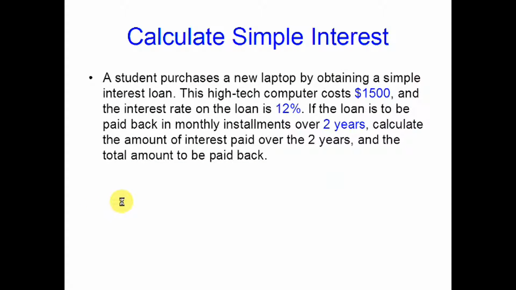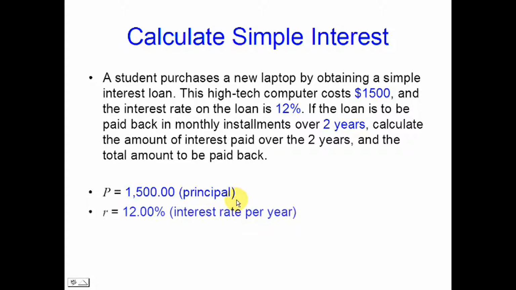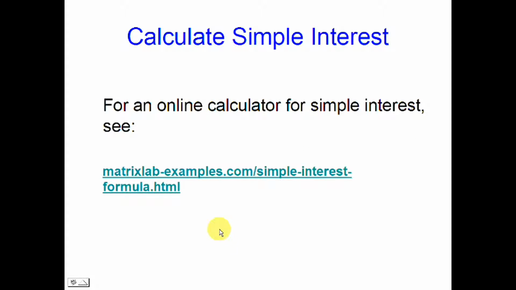So in this case, let's see. P, the principal, is $1,500. R is the interest rate per year, 12%. And T, the time in years, is 2. Let's use a calculator for that purpose.